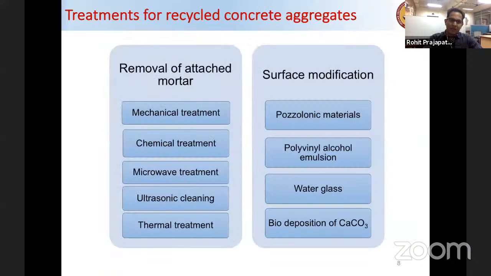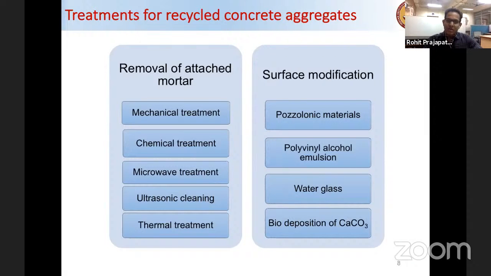So what are the treatments to overcome this problem? You could have 2 types of treatment. One is you remove this mortar, or there could be surface modifications using some pozzolanic materials, where you try to modify the surface or densify it.